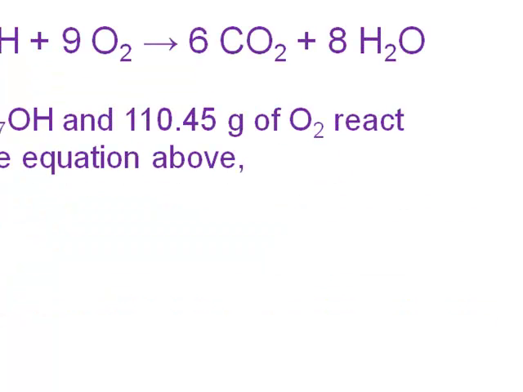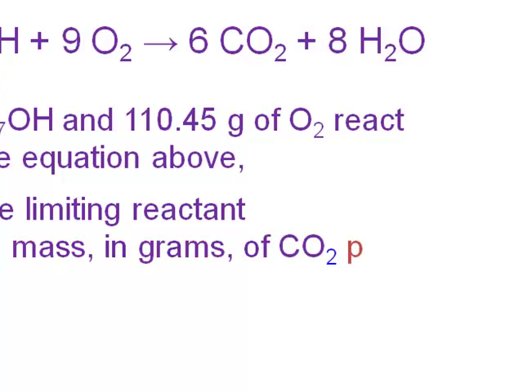So, how to determine the limiting reactant? This is a sample problem. We have 2 of these, 9 of those, 6 of those, and 8 of those according to the equation. There's 96.03 grams of this fuel and 110.45 grams of oxygen that react according to the equation above. So we've got a fuel, this happens to be propanol, and oxygen reacting to form carbon dioxide and water. They give us this information. The first thing we have to do is determine which of those two is the limiter before we even try to get it into a product.